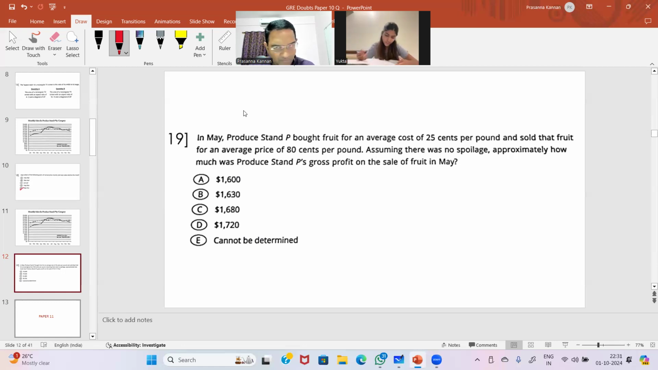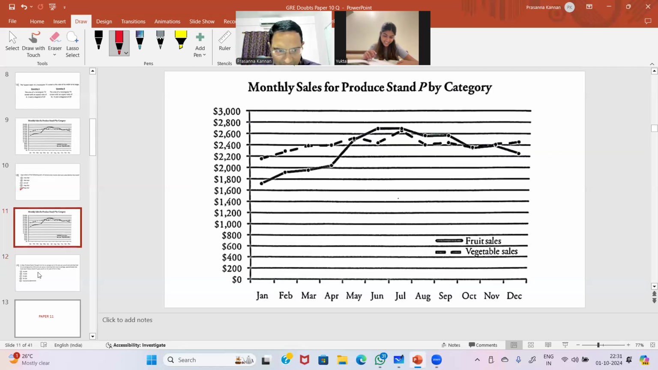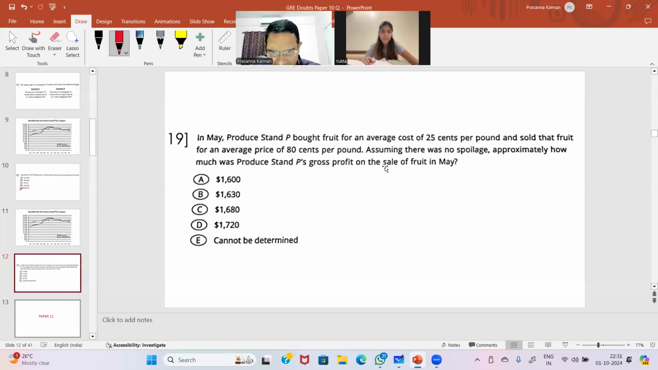I think I was doing something wrong. In cents and pounds. I think eventually I got, and I've scratched a lot here. Okay. Fine. Let's just look at this. So it's only about the fruit sales, right? And that too only in the month of May.